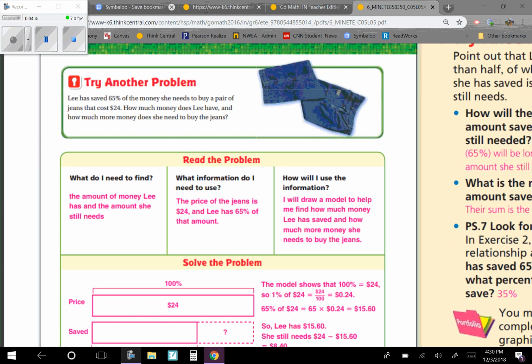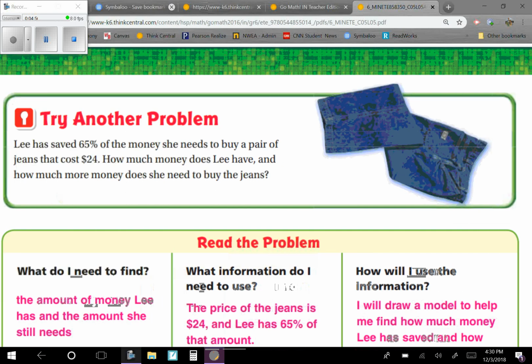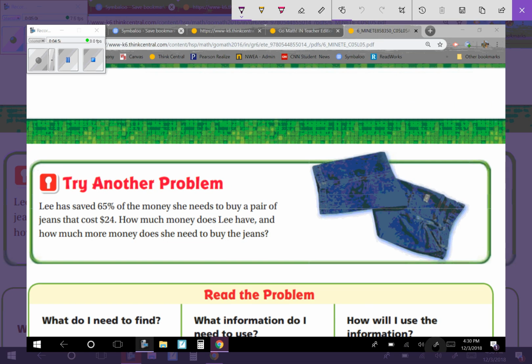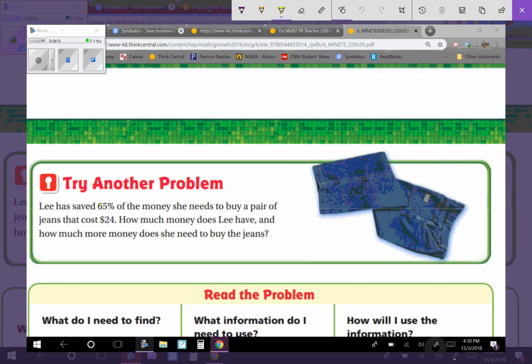Let's try another problem. Lee has saved 65% of the money she needs to buy a pair of jeans that cost $24. How much money does Lee have, and how much more does she need to buy the jeans? So Lee saved 65% of the money she needs to buy a pair of jeans that cost $24. How much does she have, and how much more does she need to buy the jeans?